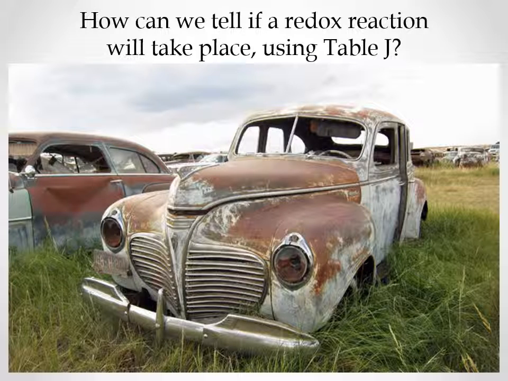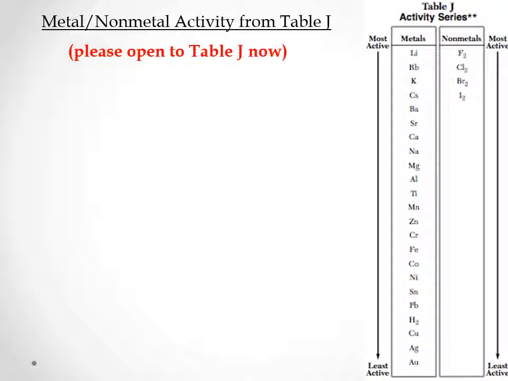If you've ever seen anything that looks even remotely like this, you know what rust is. But why do some things rust and some things don't? Look at that. Today we're going to see how we can tell whether something will undergo oxidation reduction or whether it will not. We use table J to tell whether a redox reaction will happen and also which elements will be oxidized and reduced when a reaction does happen.